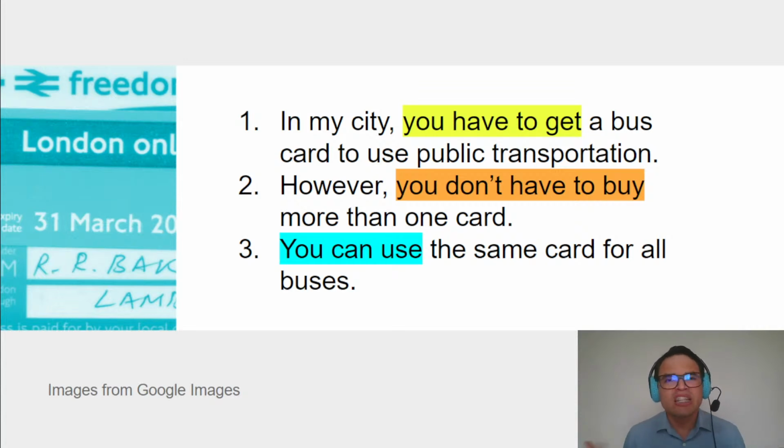You don't have to do it. It's not necessary. Subject, you. A modal like expression, don't have to. In negative, that's why you have don't. And you have don't because the subject is you. After that, the verb buy in base form. Number three, you can use the same card for all buses. It's okay if you do it. Subject, you, modal can, modal verb, and a verb in base form use. Remember, you always use can. It doesn't matter what your subject is.